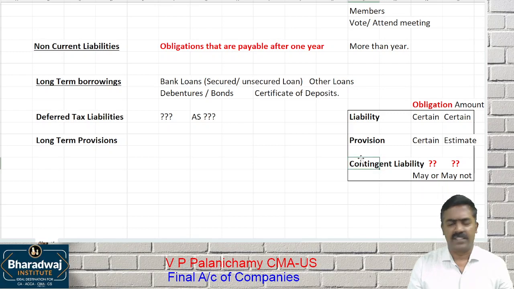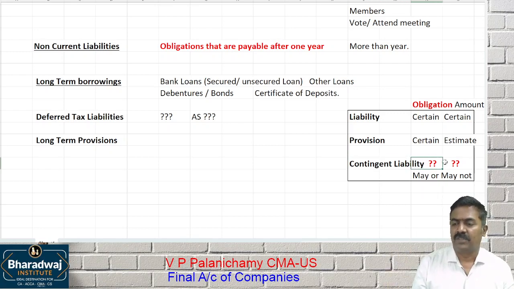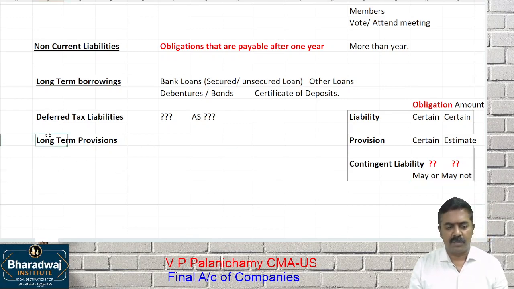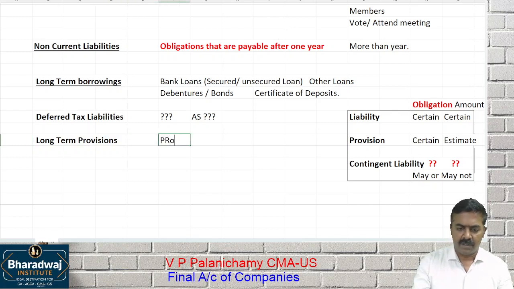For example, if court orders, we have to pay. Whether the court will order, we do not know. How much the court will order, we do not know. So when it is may or may not situation, that is called as a contingent liability. Now we are discussing about which one? Long-term provisions.